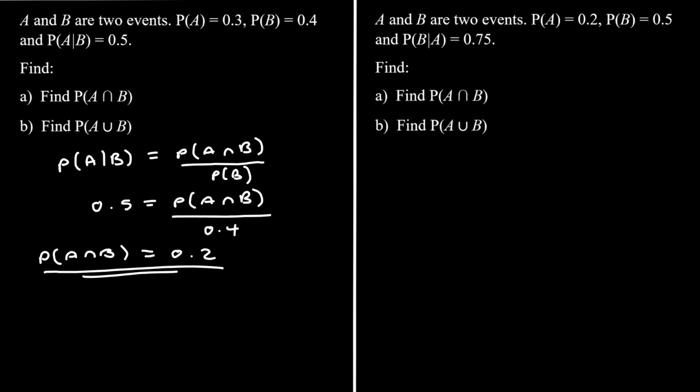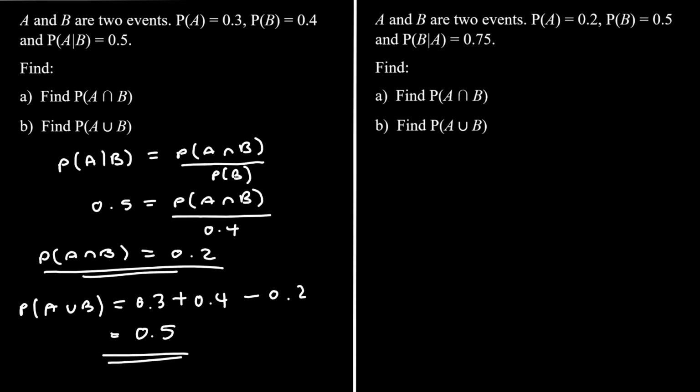Find the probability of the union of A and B. So that's going to be the probability of A, which is 0.3, plus the probability of B, take away the intersection of A and B. So 0.7, take away 0.2, 0.5.